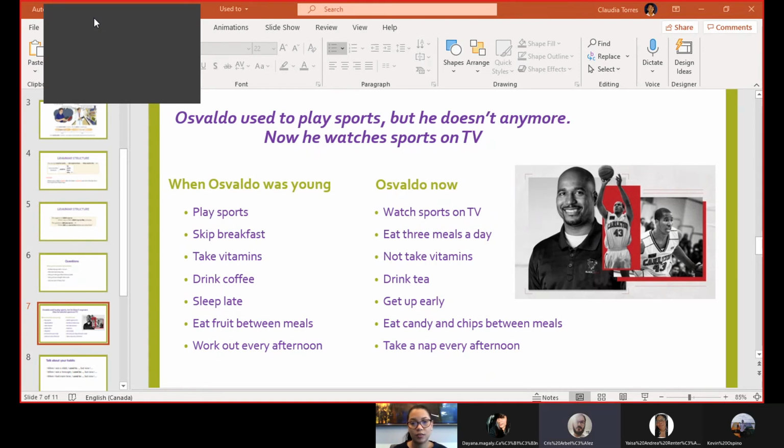So I would say it's healthier to eat 3 meals. What do you think, Diana? Is it better to eat 3 meals or to skip breakfast? Teacher, eat 3 meals a day. Eat 3 meals a day, yes. Ah, nice. Very well, Diana.